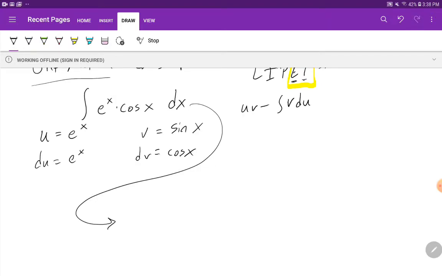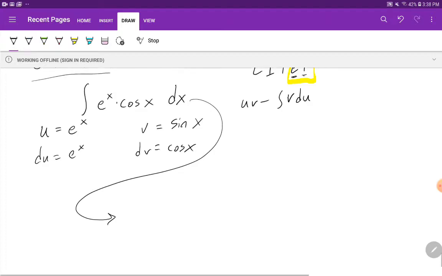All right, and let's plug everything in. So we get e to the x times v, which is sine x, minus integral of v du. So v again is sine of x, and du in this case is e to the x.